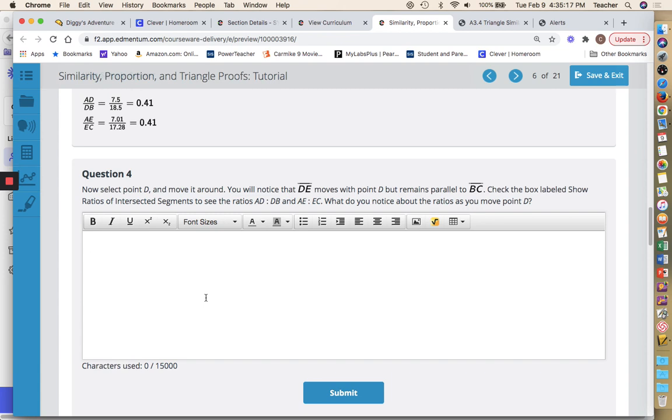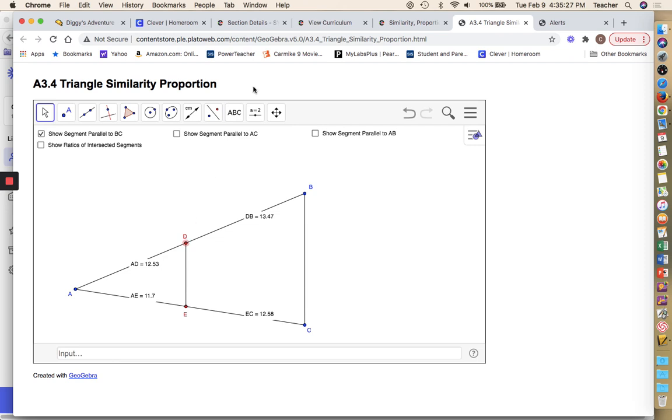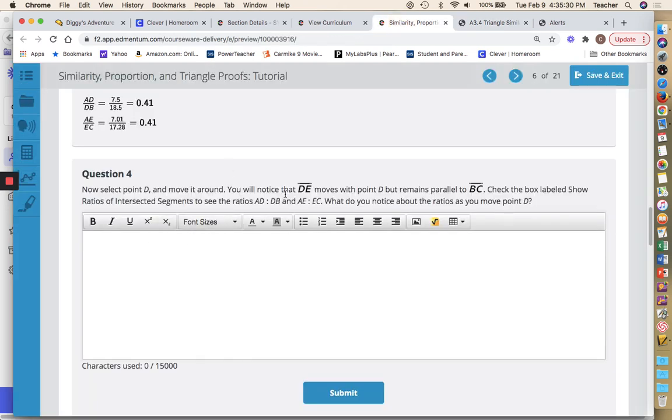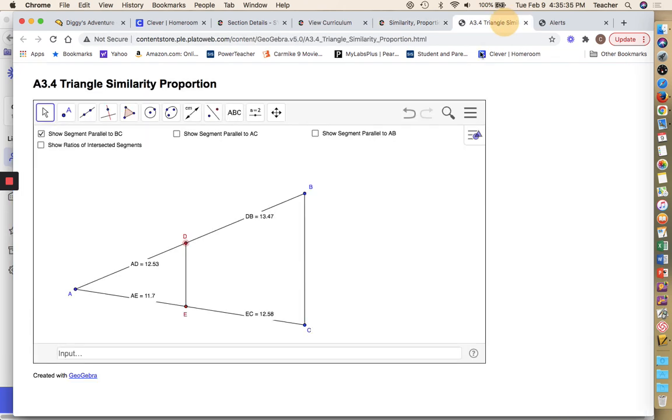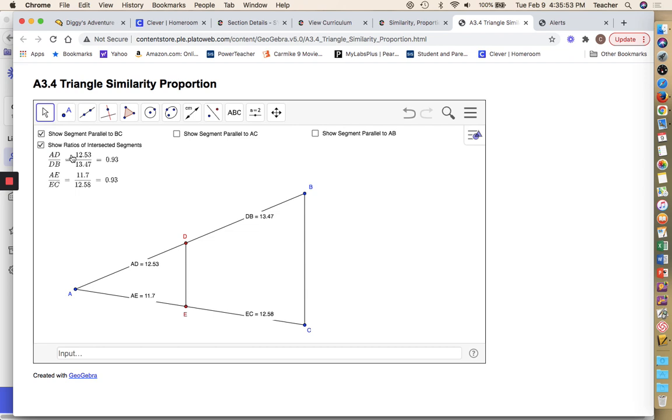Question 4. Now select point D and move it around. All right, let's do it. So I'm going to come over here to move D. I'm going to move it around. I'll put it right there. You'll notice that DE moves with point D, but remains parallel to BC. So yeah, these definitely did remain parallel. Check the box labeled Show Ratios of Intersected Segments to show the ratios of AD to DB and AE to EC. Okay, so let's show ratios.